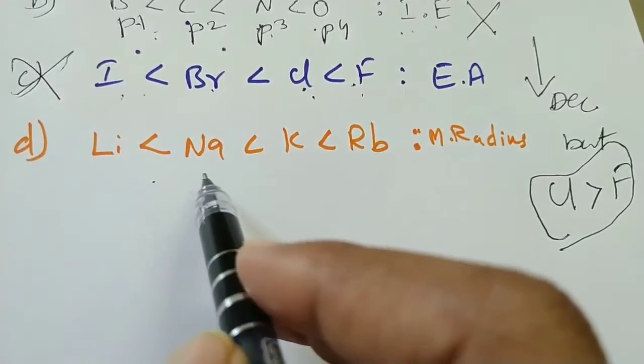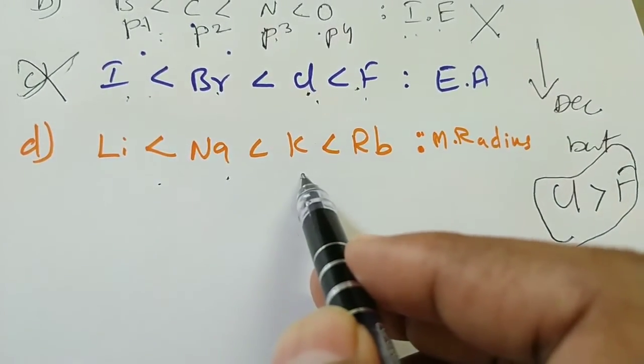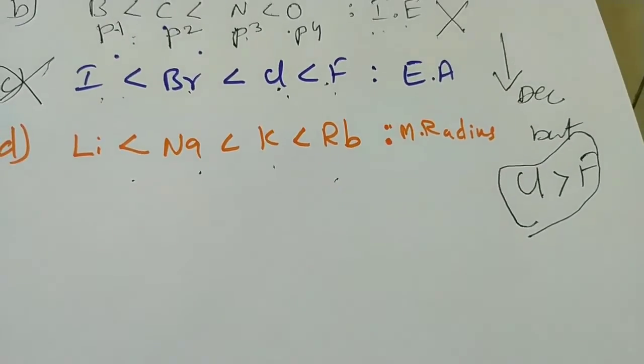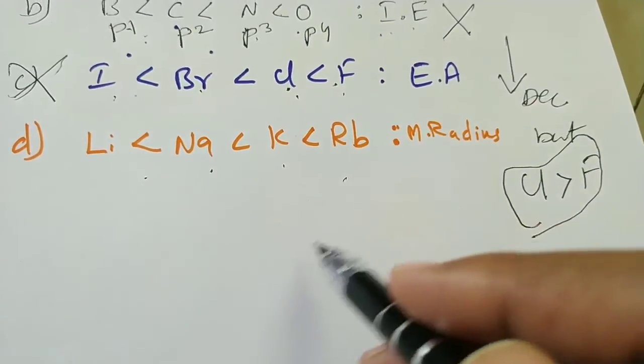Next, lithium, sodium, potassium, rubidium. Metallic radius. Metallic radius is increasing here.